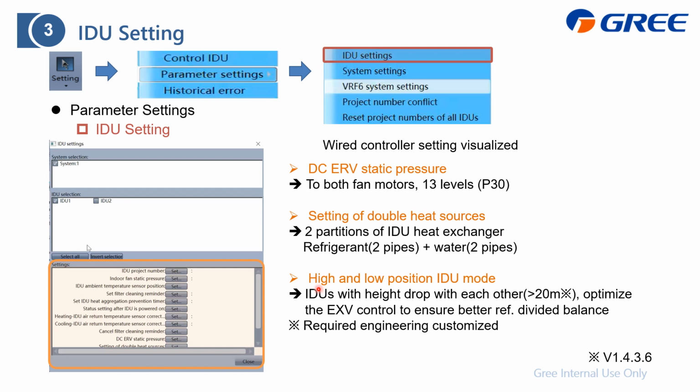The next is the high and low position indoor unit mode. That is for indoor units with a large height drop between each other, for example, higher than 20 meters. And of course, this one requires engineering customization, which means you need to ask our engineer whether you need to turn on or off this function or not. And if you turn it on, it will optimize the ESV control to ensure it can divide the refrigerant to ensure a better balance.